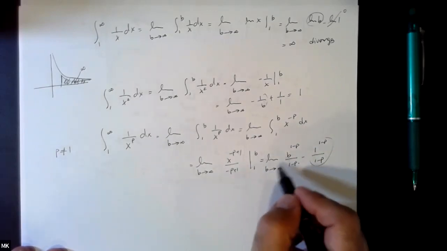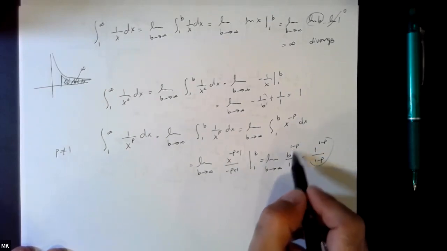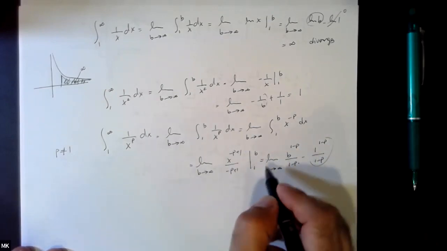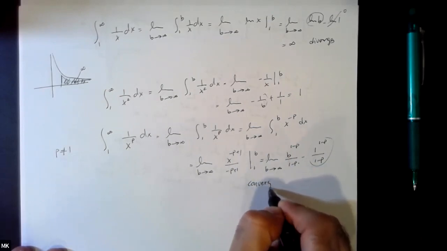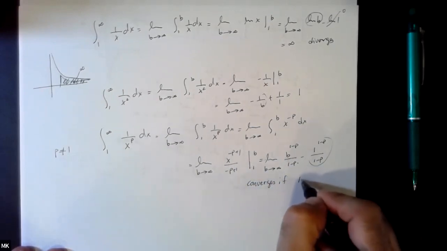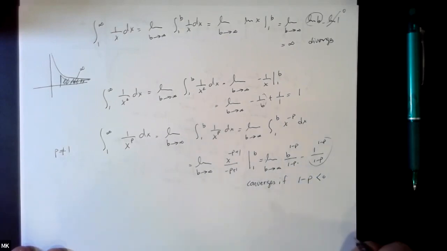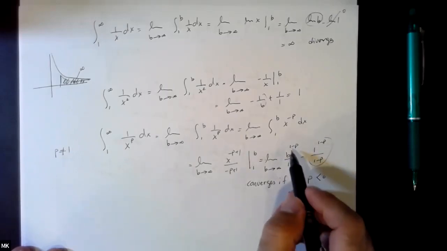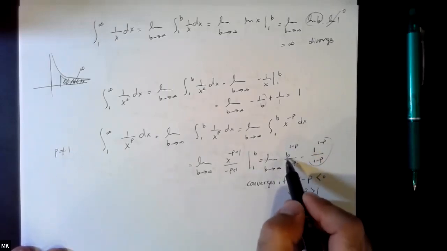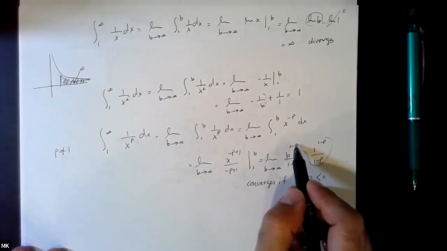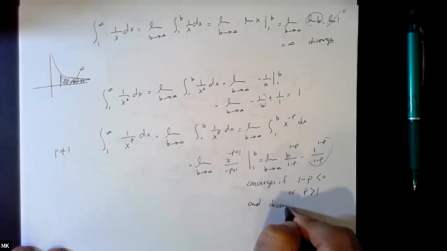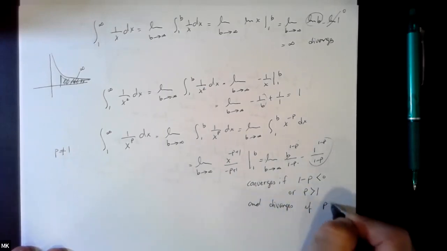As b goes to infinity, you want the power of b to be negative, so it will be in the denominator, and as b goes to infinity, you get 0. So this converges if 1 minus p is a negative value, or if p is greater than 1. But if p is less than 1, then this will be a positive power. You're taking something that goes to infinity to a positive power, it's going to go to infinity, so that diverges. And it diverges if p is less than 1.